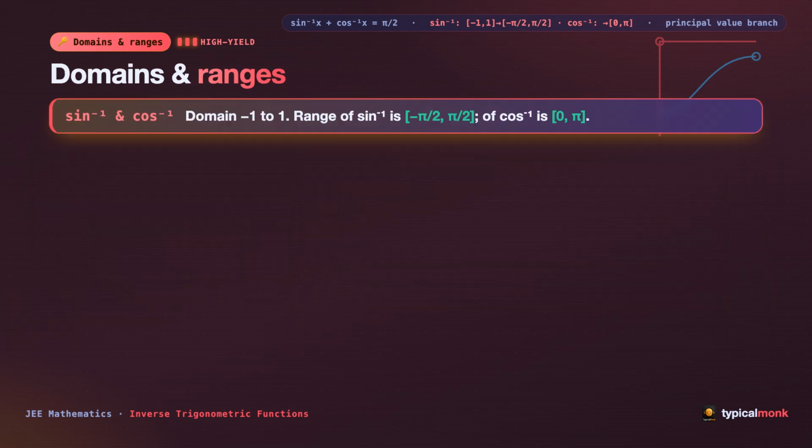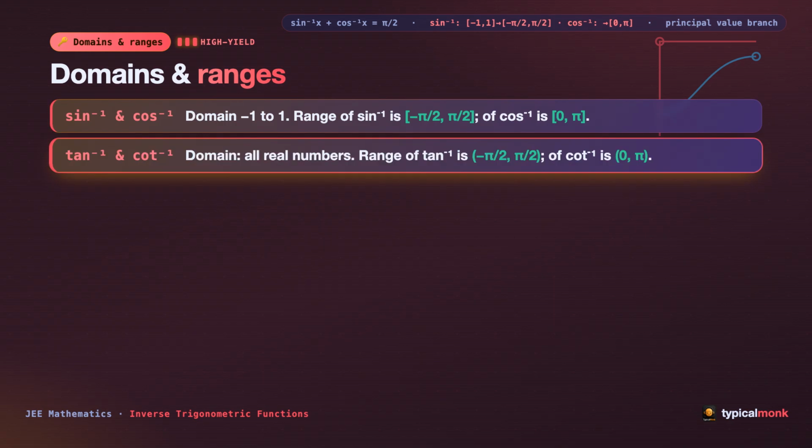Now the domains and ranges. Commit these to memory. Sine inverse and cosine inverse. Both have domain -1 to 1. The range of sine inverse is -pi by 2 to pi by 2. The range of cosine inverse is 0 to pi.